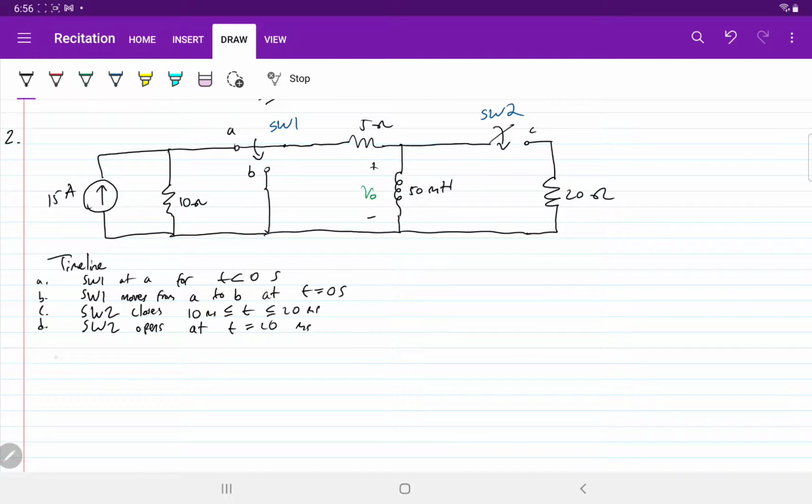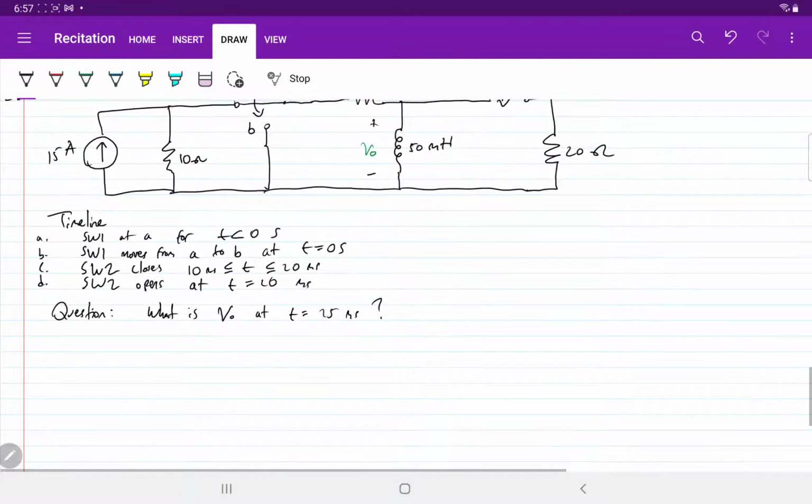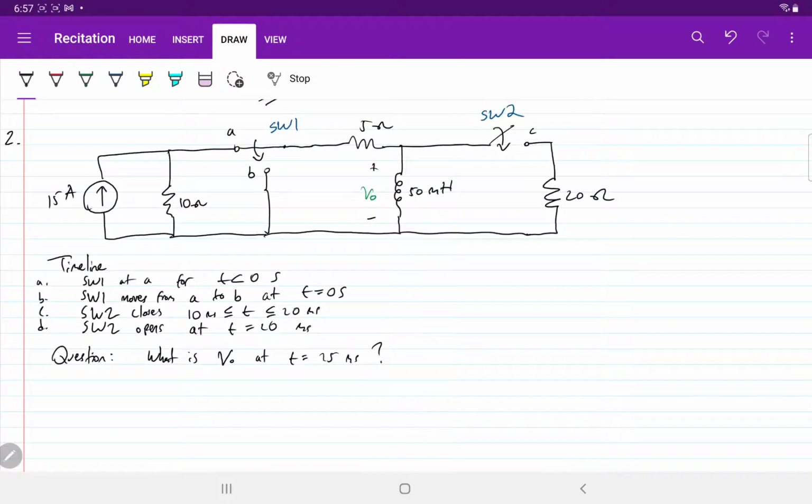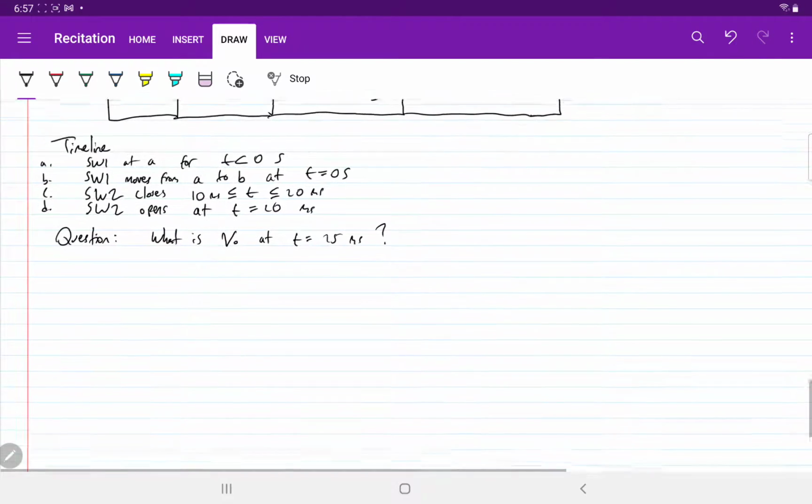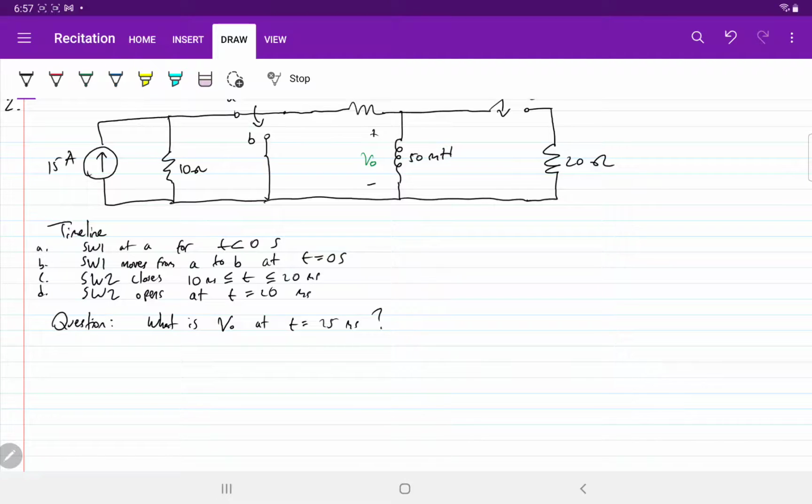And here we only have one question. What is V0 at t equals 25 milliseconds? So the voltage across the inductor when t is 25 milliseconds. Okay. Solution.